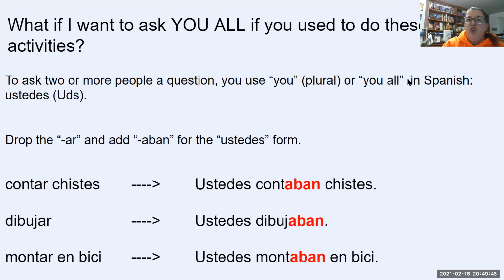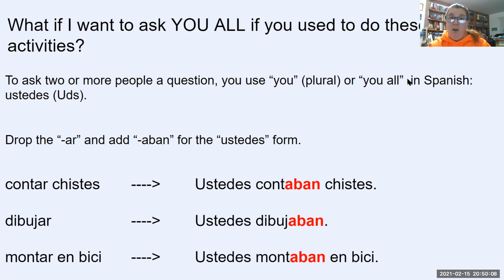So when you're asking two or more people a question, you use the you plural or the you all in Spanish. Ustedes. Yes, there is vosotros. Not teaching that right now. Vosotros is used in Spain, in Latin America, and in the religious texts, such as the Bible, the Torah, and the Quran. So feel free to study the vosotros. This lesson does not focus on this at that time.